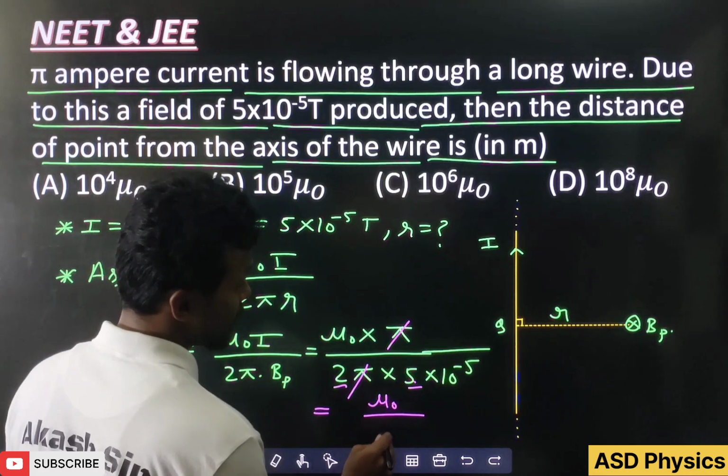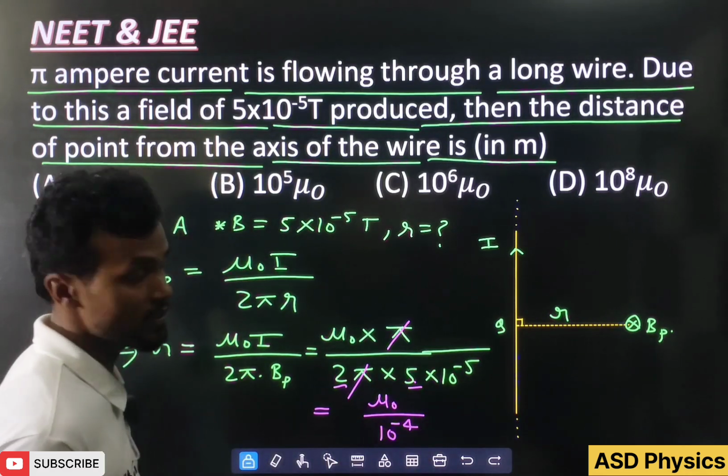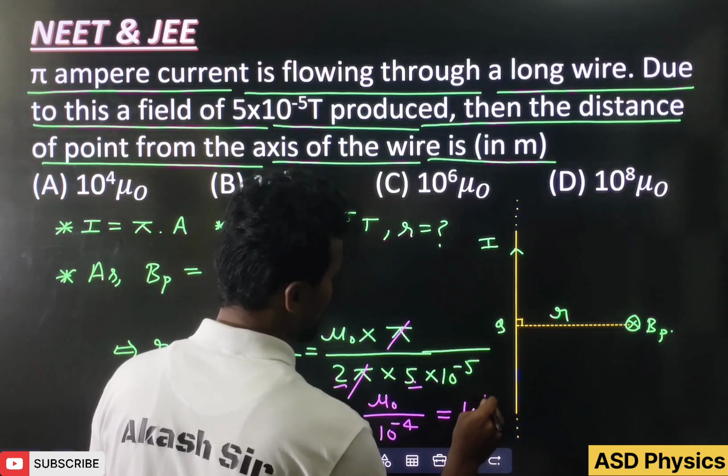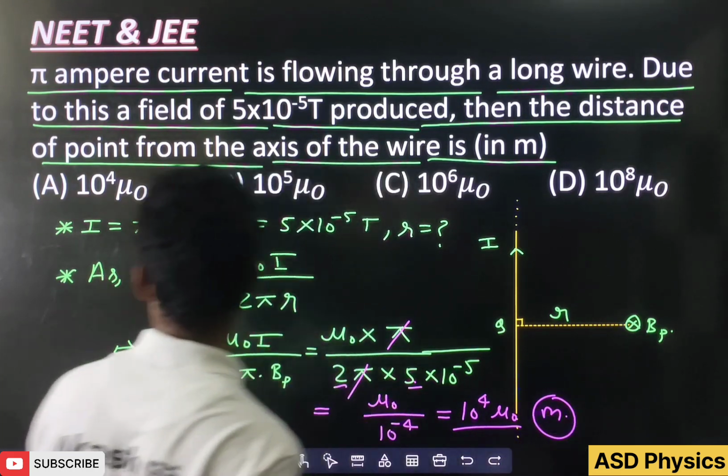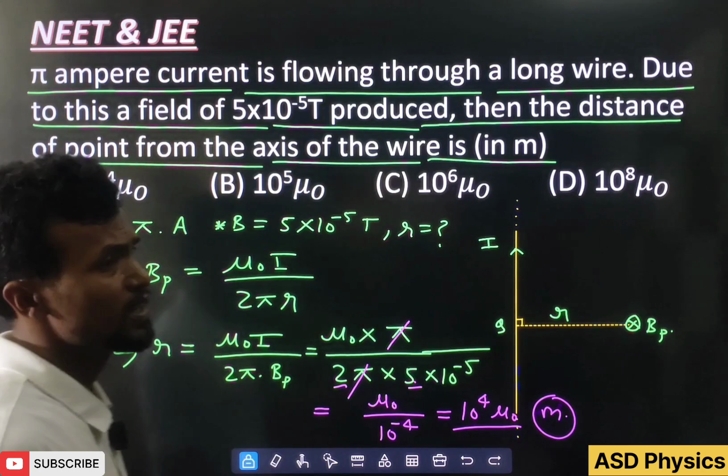10 into 10 power minus 5 means it will come here 10 power minus 4, is it? That means it will come here 10 to the power 4 mu naught, and anyhow in a meter. Which option is correct here? 10 to the power 4 mu naught. And what is mu naught?